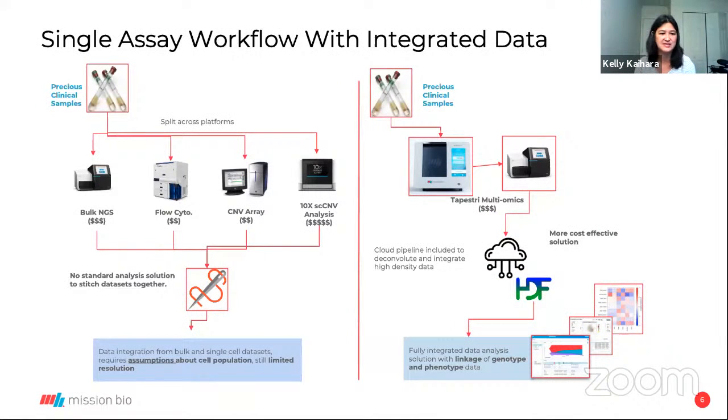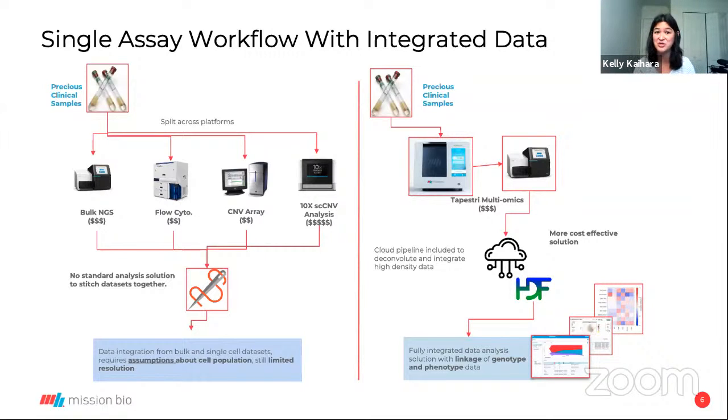This is illustrated in this schematic. You might take that sample from the patient and do bulk NGS to look at single nucleotide variants. You could do flow cytometry to look at your protein markers, maybe run a CNV array, and then get single cell RNA-seq data. Again, you're splitting that sample across many different technologies and then needing to stitch back all that data together for each sample. What would happen if you could get all of this information from a single sample at a single time point and get more out of that precious sample?